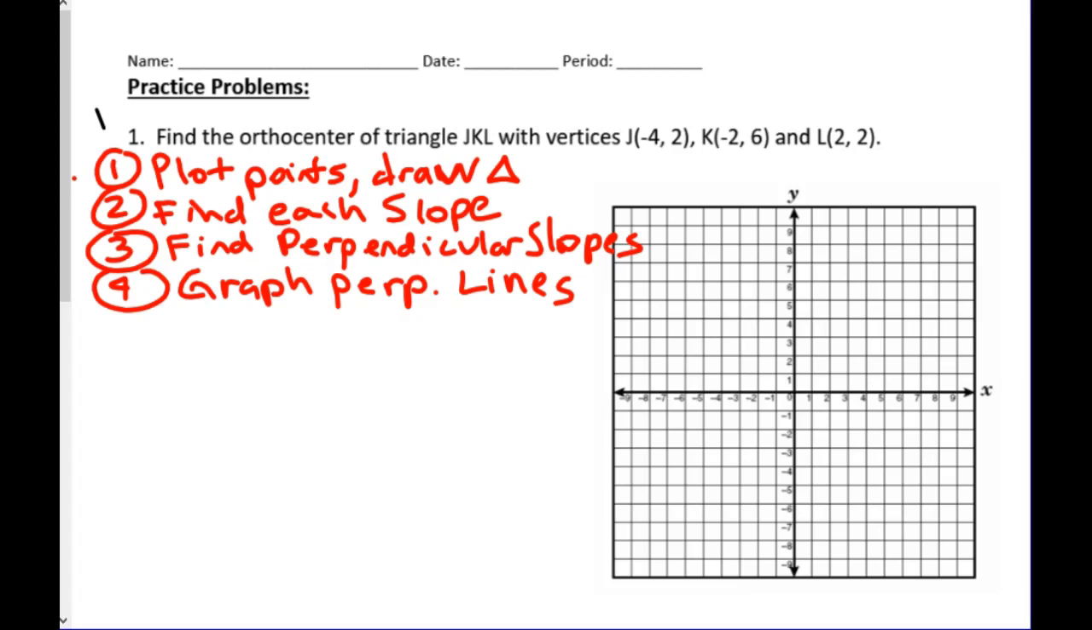Now, if you can, I would like for you to write these 4 steps down, okay? Because you need to know what steps we're doing to make these altitudes. Step 1, plot the points and draw the triangle. Write the steps. And then write step 2, find each slope. Write step 3, find the perpendicular slopes. And write step 4, graph perpendicular lines.